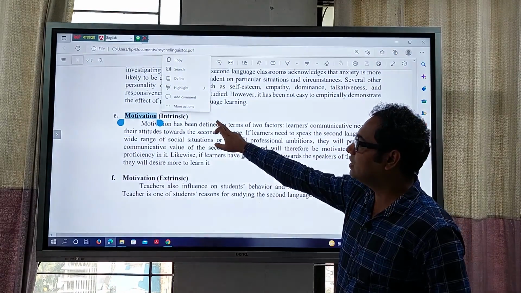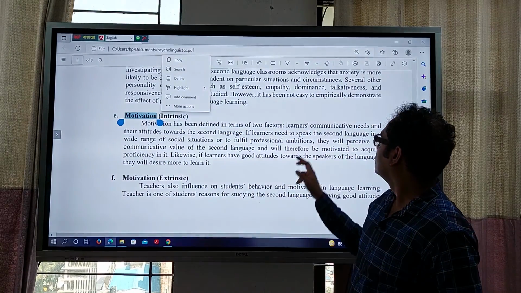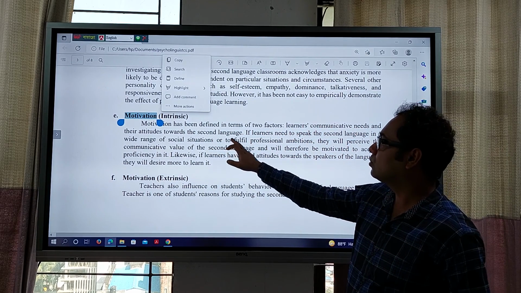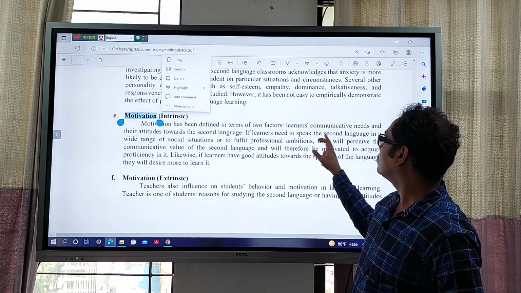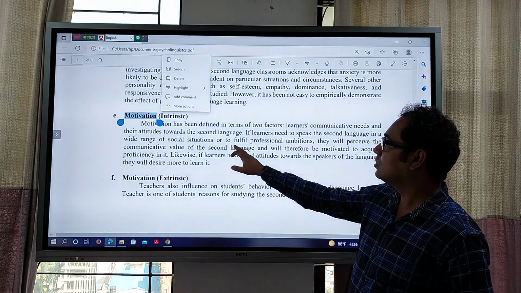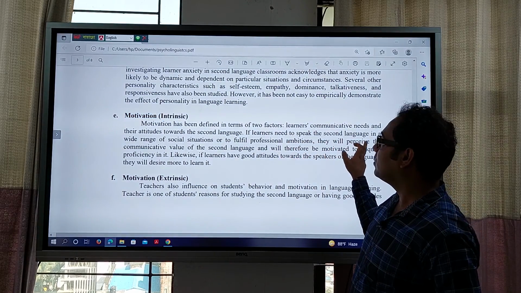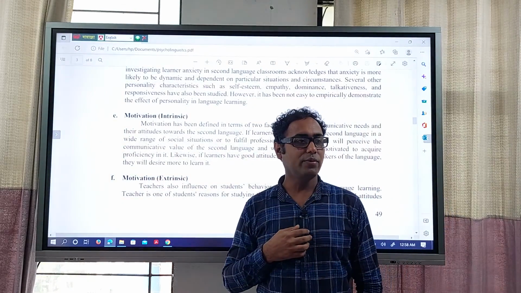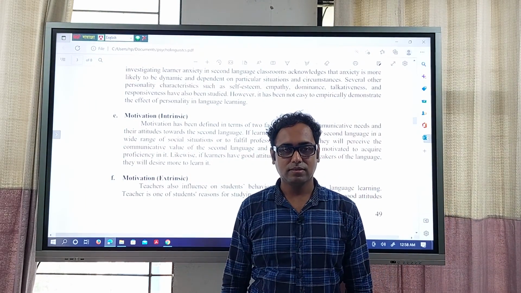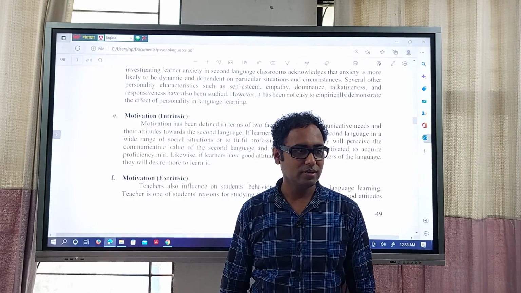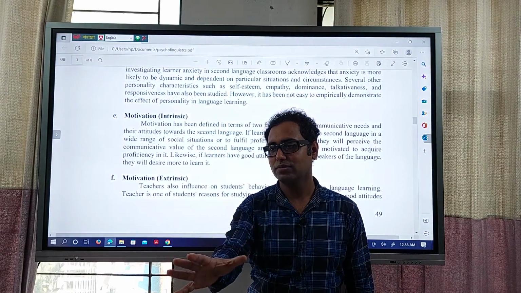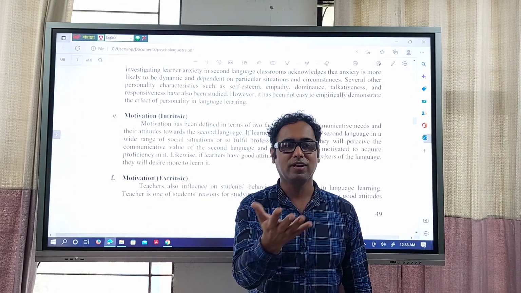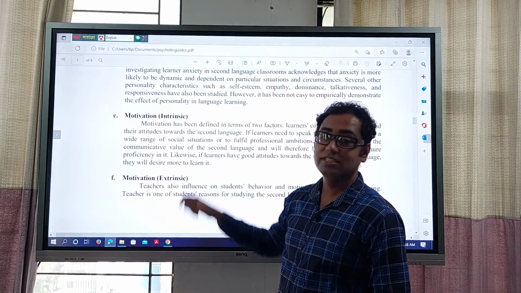There are two types of motivation, intrinsic and extrinsic. So, motivation has been defined in terms of two factors: learners' communication needs and their attitudes towards the second language. If learners need to speak the second language in a wide range of social situations to fulfill professional ambitions, they will perceive the communicative value of the second language. Suppose I went to the Middle East, I don't know Arabic, but if I learn Arabic, my salary will be double. So, I will learn the language anyhow. I will watch movies, I will see the subtitles, within a short time I will learn it. This is what? Intrinsic motivation.